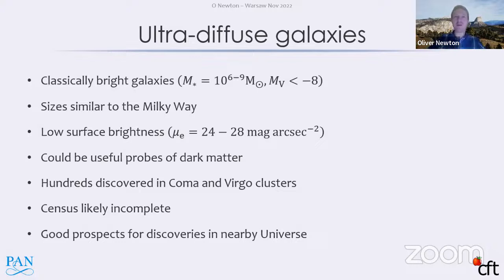But they're interesting because their very diffuse nature means that they could be useful as probes of dark matter. You clear out most of the baryons from the center, you get a cleaner signal from the dark matter that is less confused by having to explain difficult baryonic physics that we don't have a good handle on yet. So far, hundreds have been discovered in various galaxy clusters, but it's very likely that the census is incomplete. And so we argue that there are some good prospects for discoveries in the nearby universe, and we just need to go looking for them.